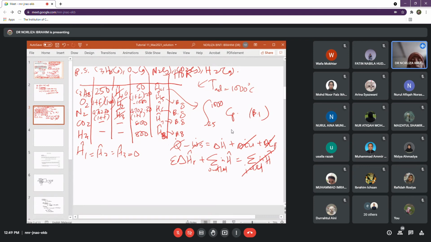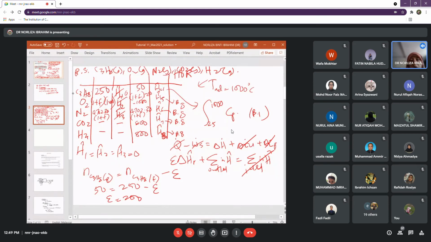We can use any of the components. To be secure, let's use propane as the component. Remember the formula to find the extent of reaction: N of propane in the product equals N of propane in the feed. It is a reactant, so minus the extent of reaction. In your product it is 50, in your feed it is 250. So your extent of reaction is 200.